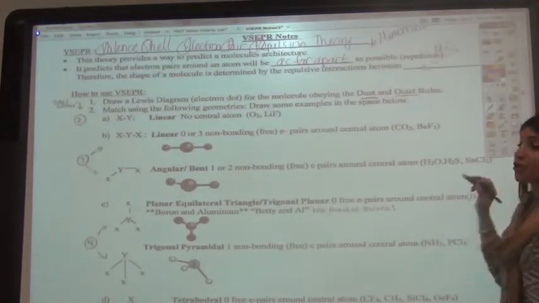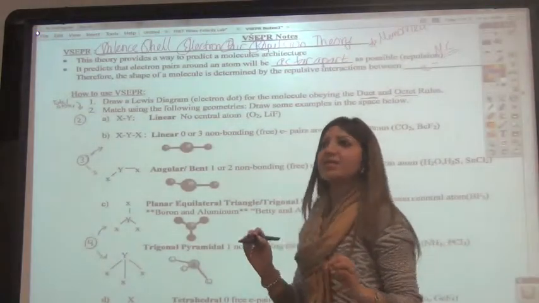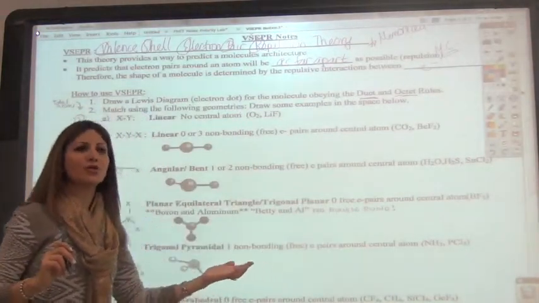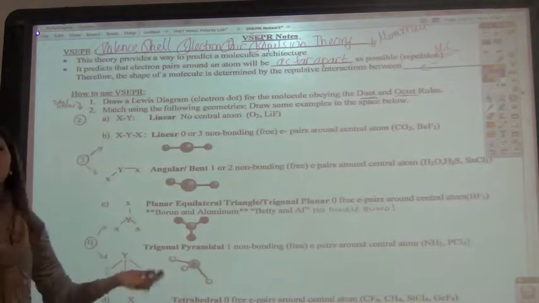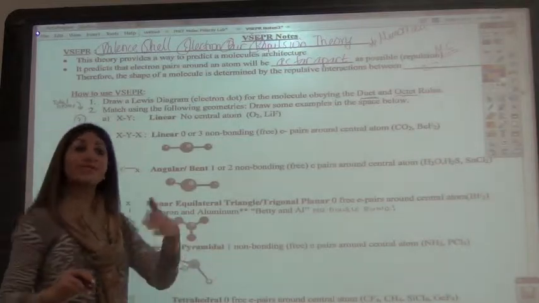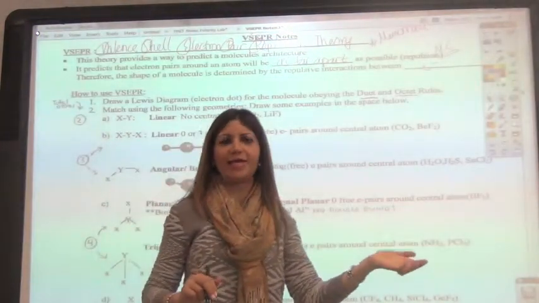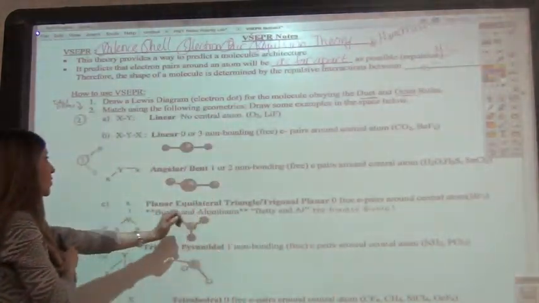So there are more shapes than this, but in AP you'll learn more. At this level, we're just going to do these major ones. And they can be organized very differently depending on who's teaching it or what book you're looking at. So my way may be a little bit different from someone else's.